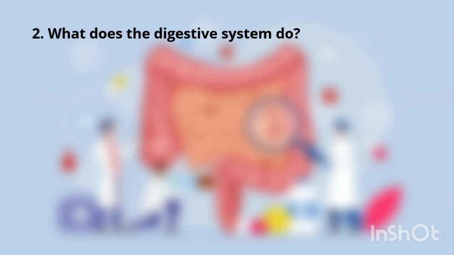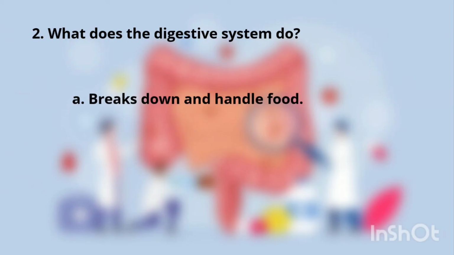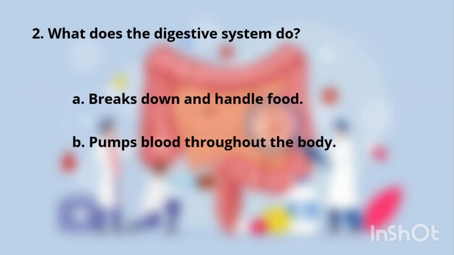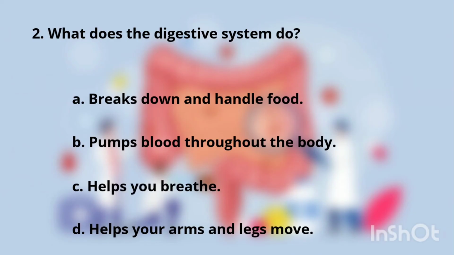Number 2. What does the digestive system do? A. Breaks down and handles food. B. Pumps blood throughout the body. C. Helps you breathe. D. Helps your arms and legs move.